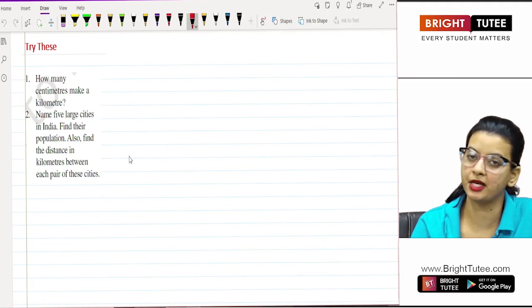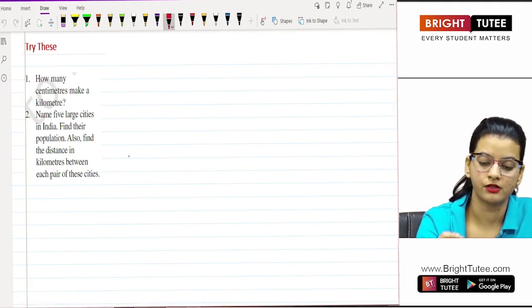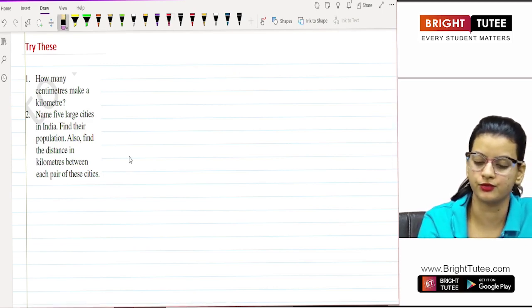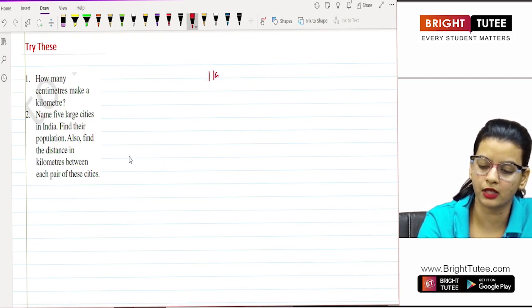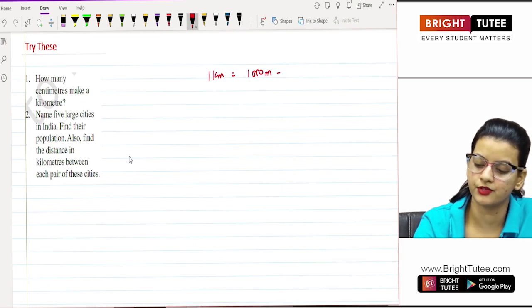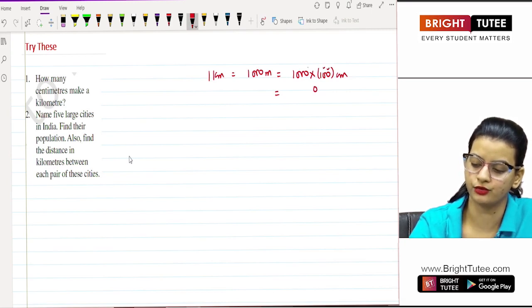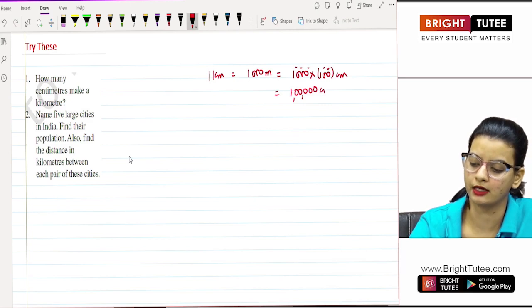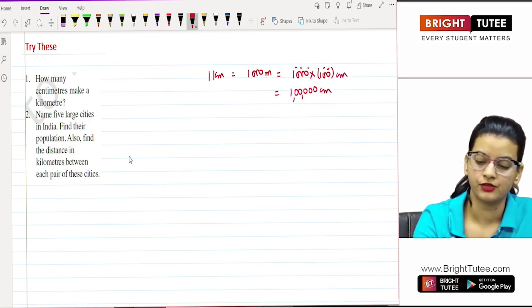How many centimeters make a kilometer? We just did this conversion. So, 1 kilometer is equal to 1000 meter, which is equal to 1000 into 100 centimeters. How many zeros do we have? 1, 2, 3, 4 and 5 zeros and then 1. So we have got 1 lakh centimeter. So this is the first answer.